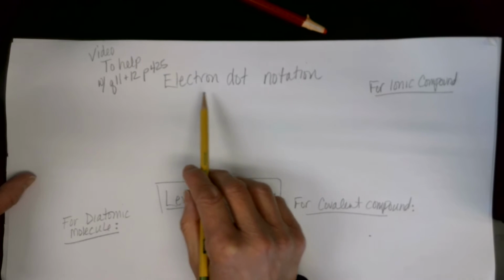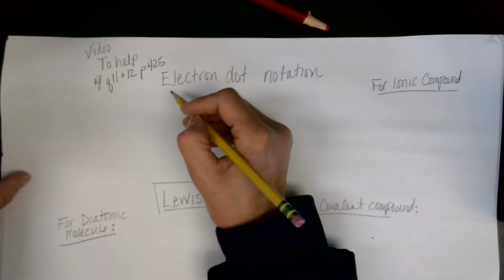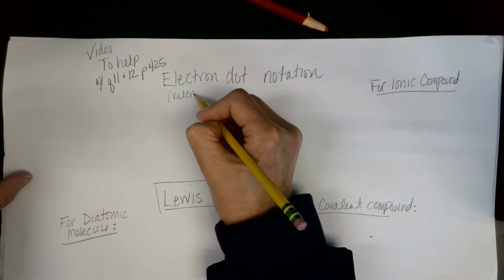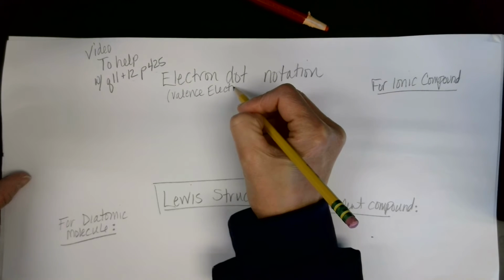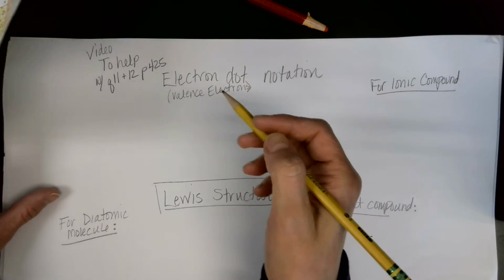I just want to go over again what an electron dot notation is. It always includes just the valence electrons. Okay, and that is the electrons that are in the outermost shell.